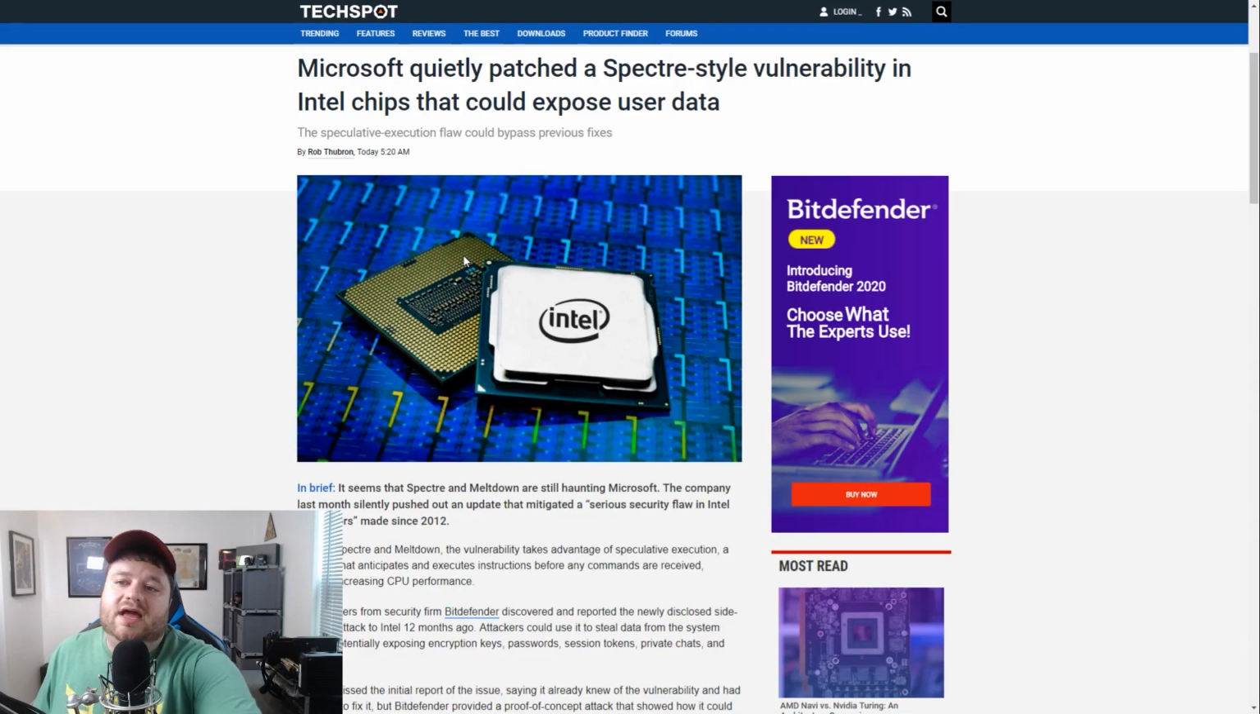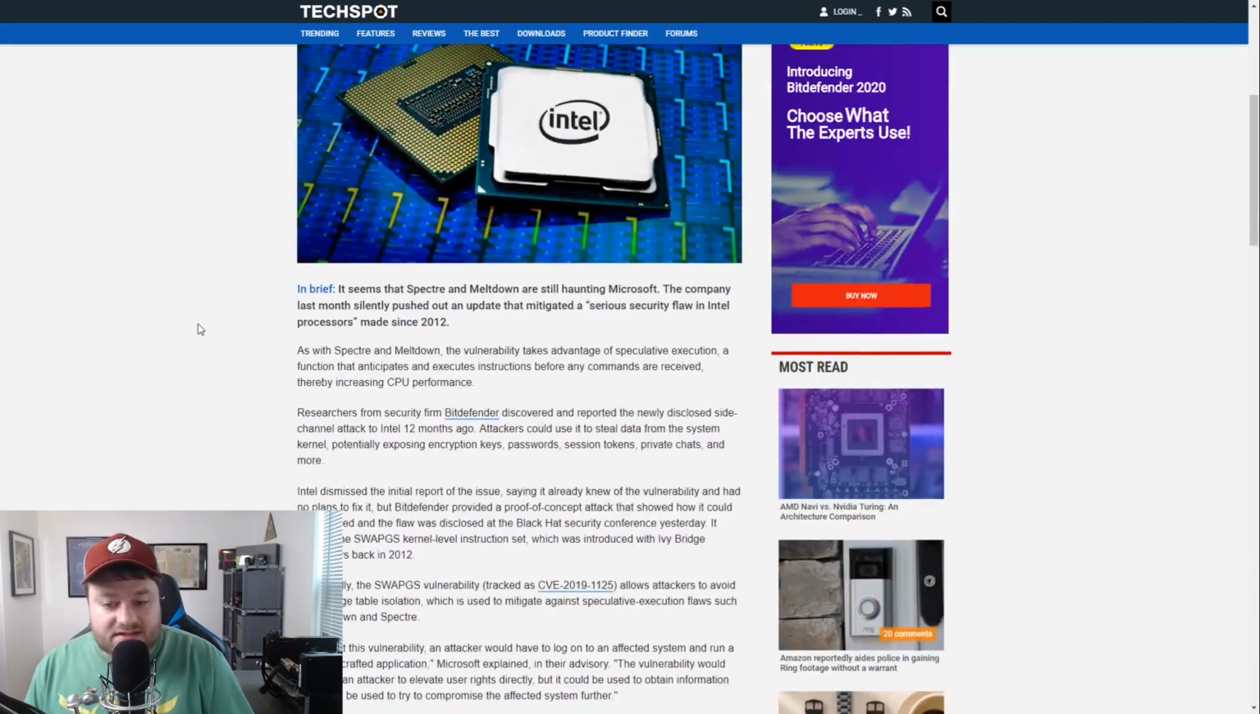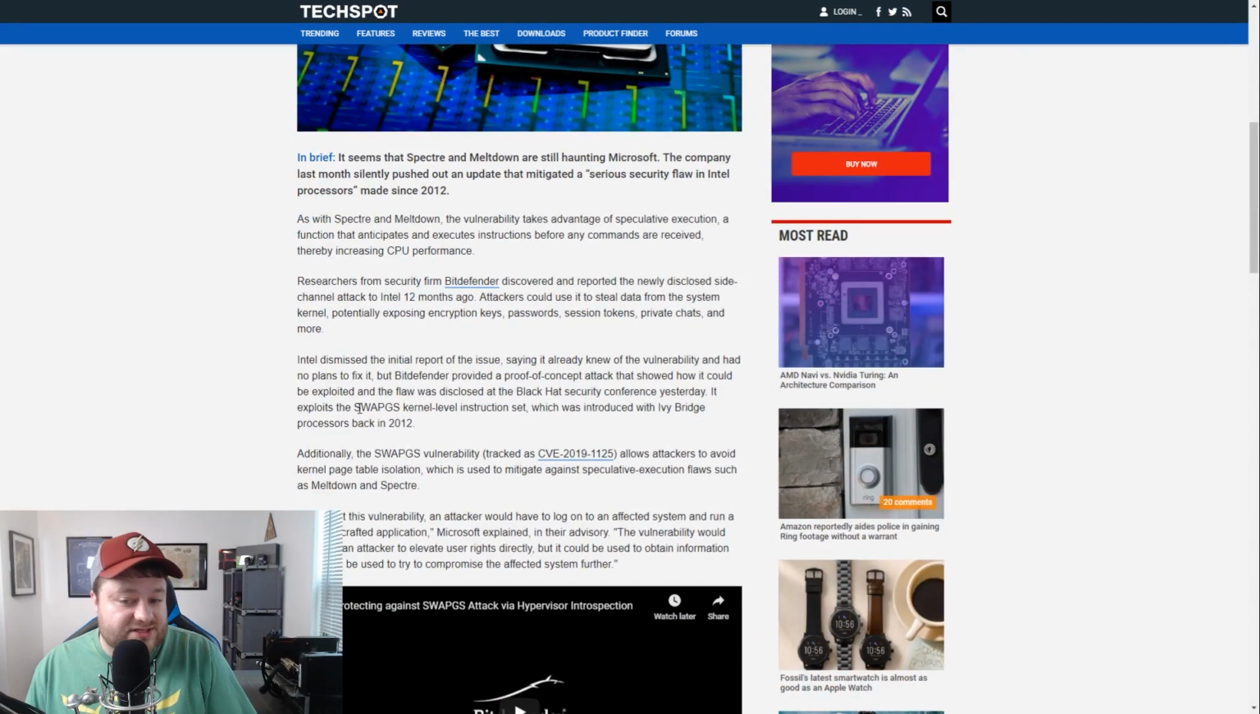Next up, we have yet another vulnerability that seems to only affect Intel chips. This one is called SWAPGS. Okay, SWAPGS. These are kernel level instruction set vulnerabilities. It's actually similar to the Spectre vulnerability, so it takes advantage of speculative execution.